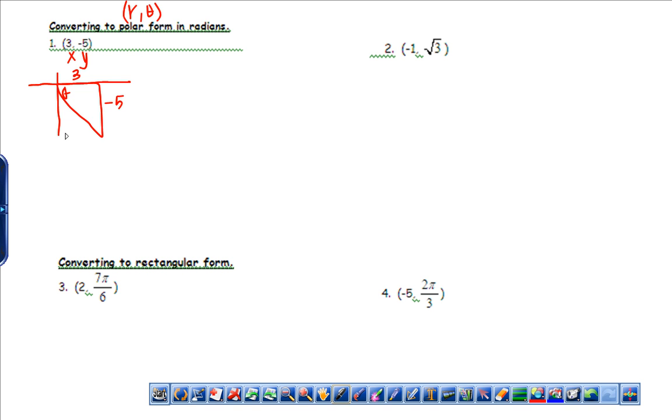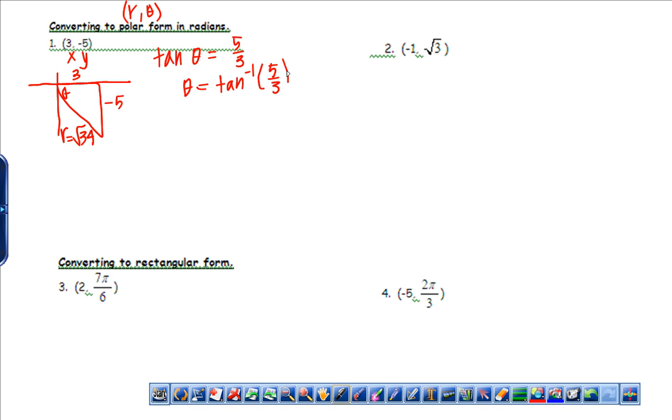To get my r value, what is r going to be? That's going to be √34. And in order to get theta, we use tangent. Tangent of theta is equal to 5/3. So theta is equal to arctan of 5/3.